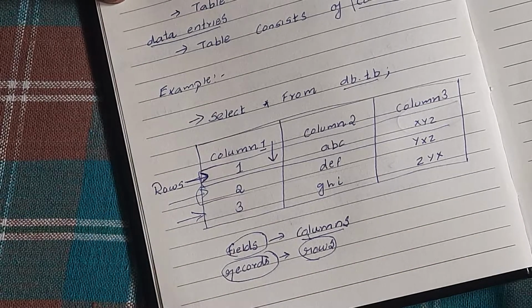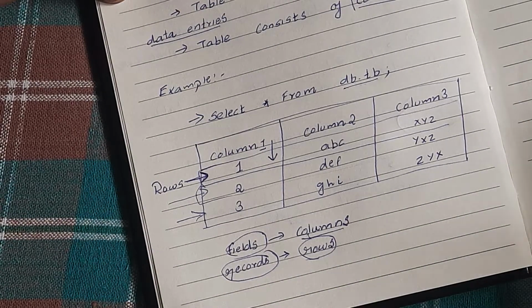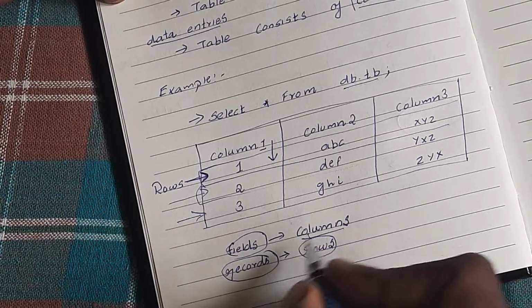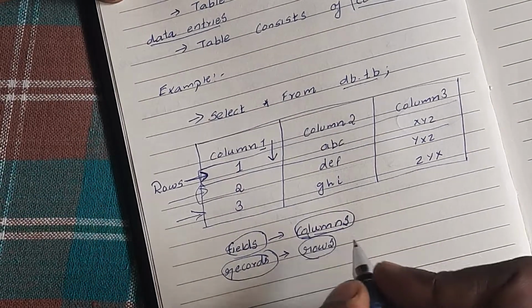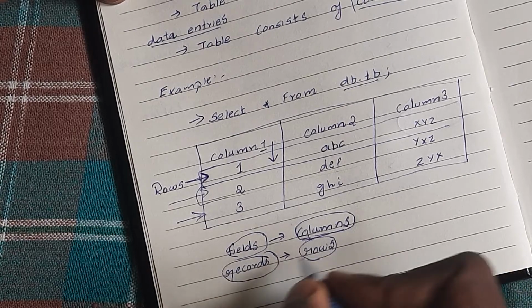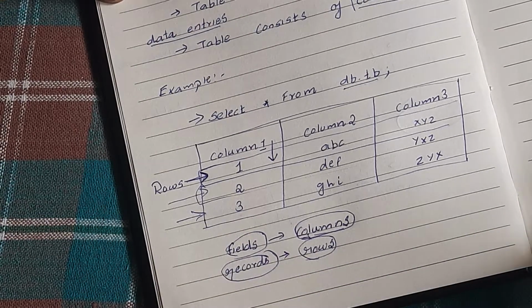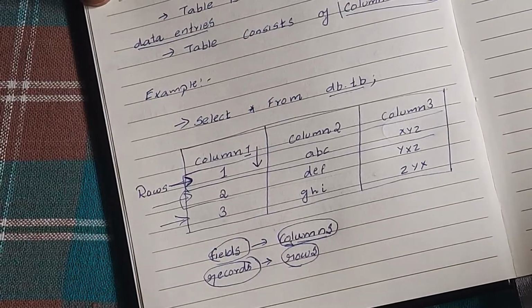How many records are available in the table? That count is nothing but the number of rows. So you can always link these two together: fields are columns and records are rows.